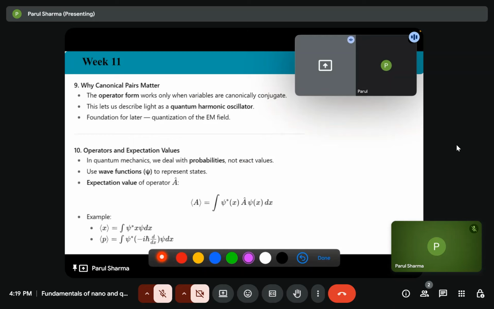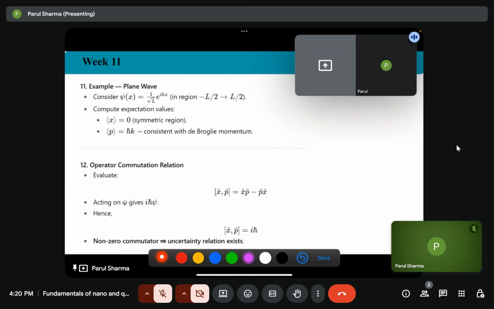So the operator forms work only when variables are canonically connected. Let us describe light as a quantum harmonic oscillator, and we will show the quantization of the electromagnetic field for the quantum picture. So in quantum mechanics, we deal with probabilities, not exact values, so we use the wave function to represent the states. And this is the expectation value of A, just like we defined: this will be 0, this will be h cross k. And then we took the example of psi equal to the plane wave, in the region minus L by 2 to L by 2, and we'll compute the expectation values.